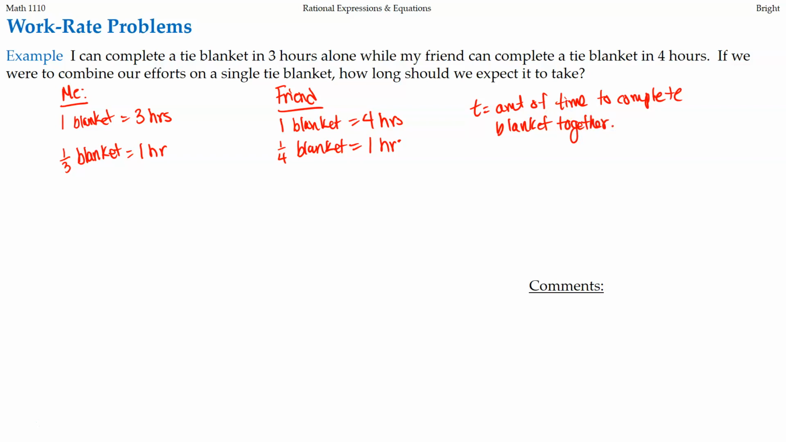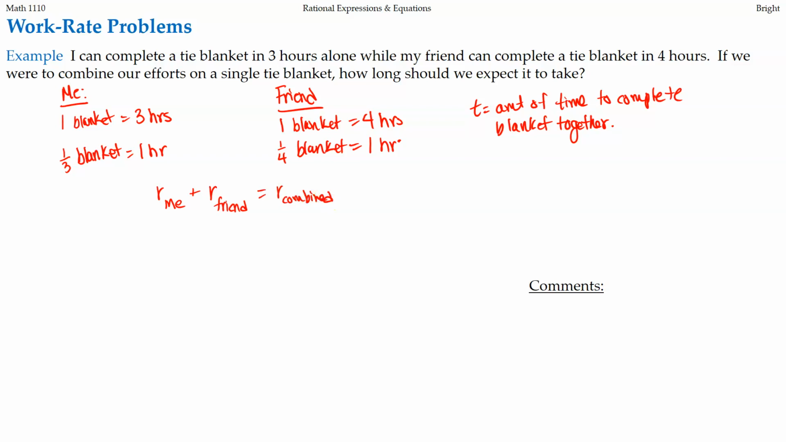So how we're going to set this up might seem a little bizarre at the moment, but what we're going to think about is that we're adding these two. We're taking my rate, the rate for me, and we're also adding to it the rate of my friend, and that's going to be the combined rate.